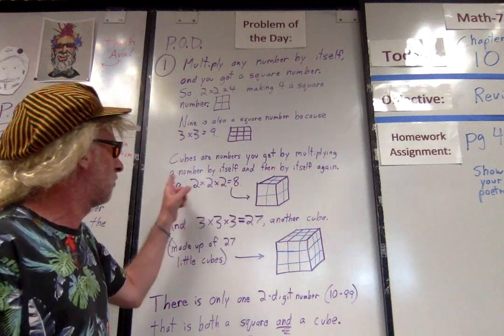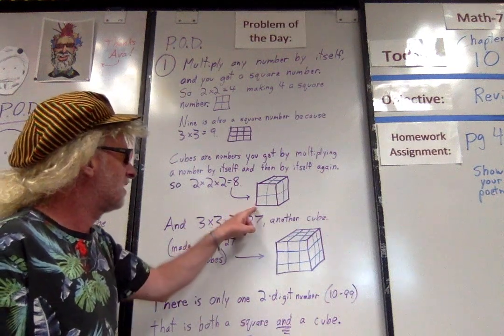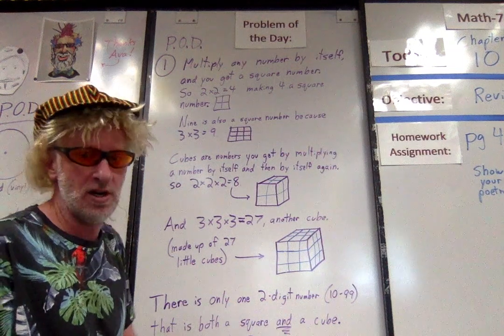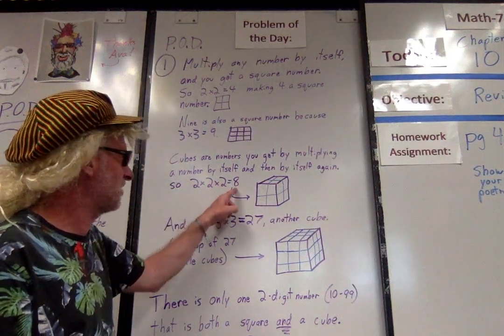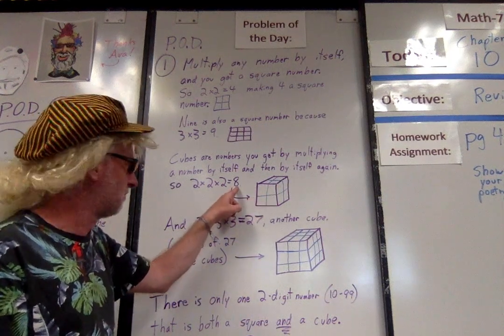Cubes are numbers you get by multiplying a number by itself and then by itself again. So if I had a 2 by 2 by 2 and I want to know how many cubes there were, that's like volume. Length times width times height. 2 times 2 times 2 is 8. There's 8 little cubes in there. So 8 is a cube number.